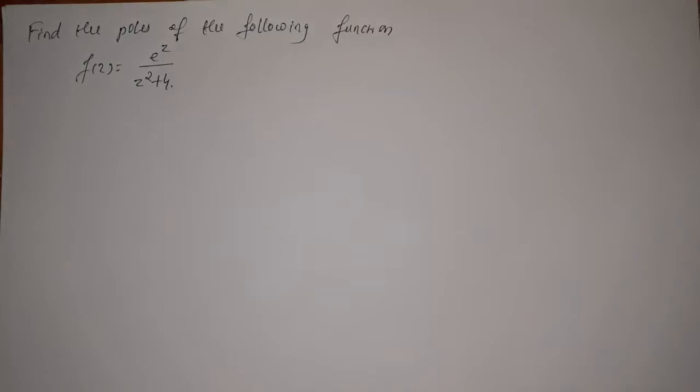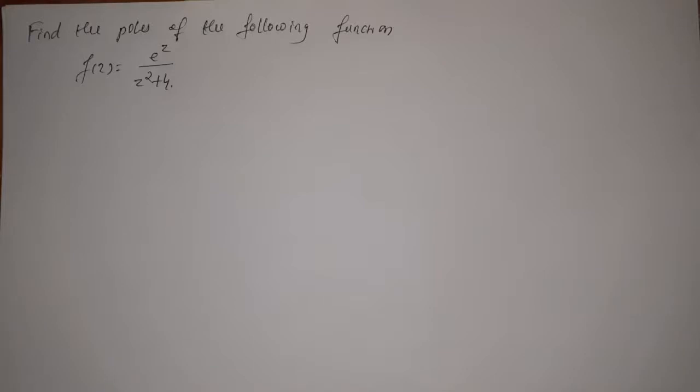So in the last video we discussed the introduction to the singularities of a function, which are zeros and poles, right, and also the theorems on those singularities. And now let us start with the examples on finding the poles and zeros of the given function. So now the first question is, find the poles of the following function.